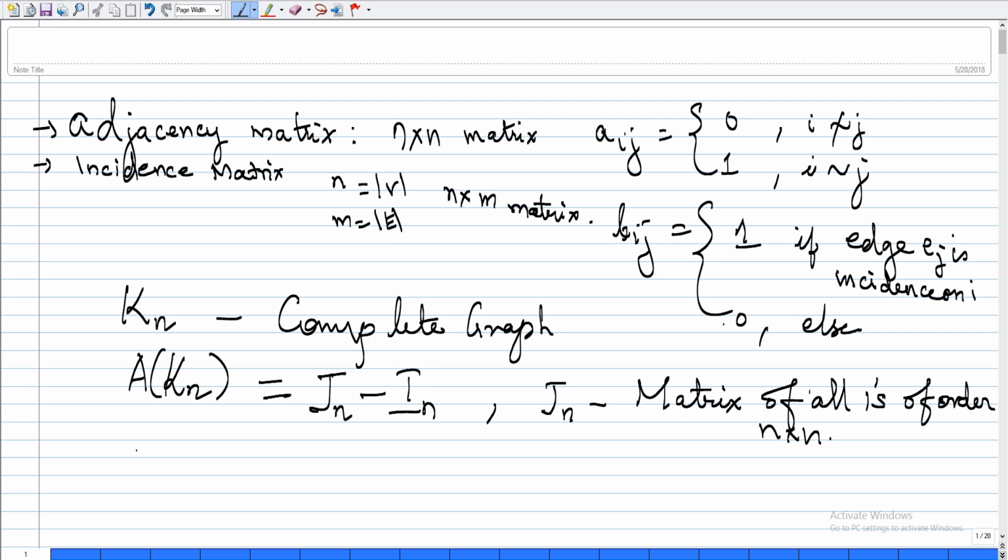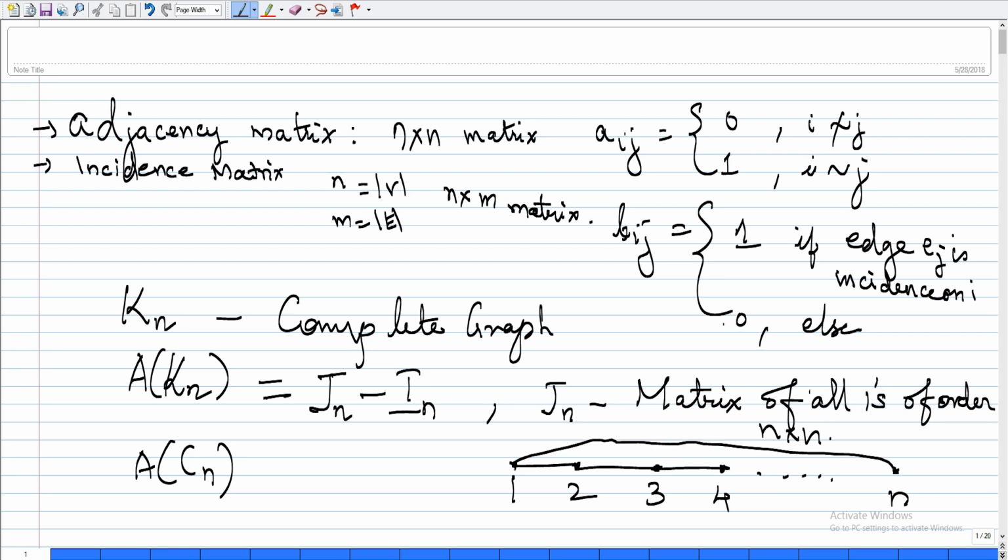So what about Cn? Cn is nothing but a cycle on n vertices, just a cycle. We are talking only about the adjacency matrix. We'll go into the other classes later. We'll start with the adjacency matrix. Let us draw a cycle. If you want to pictorially represent it, take 1, and I have 2, 3, 4 and so on. I can just have n, and there is going to be an edge connecting 1 and n.